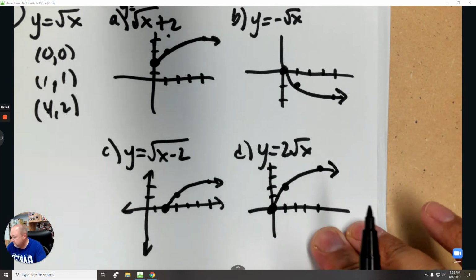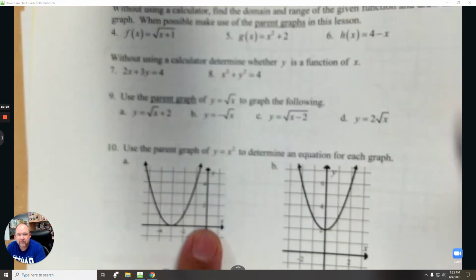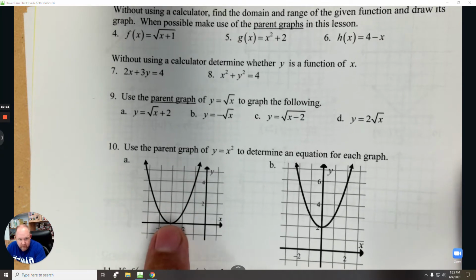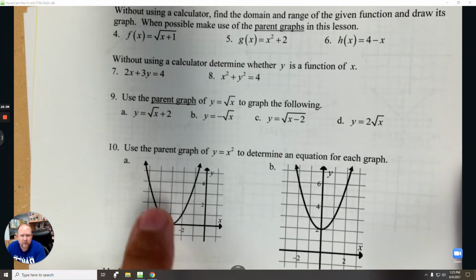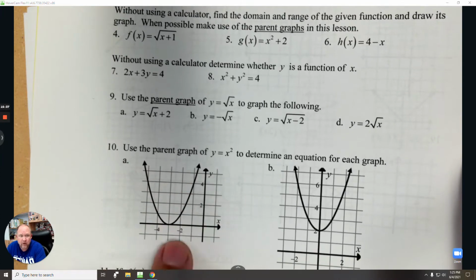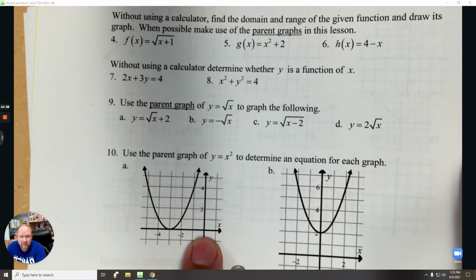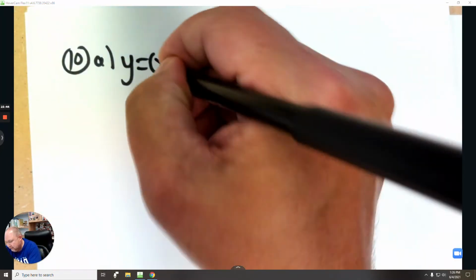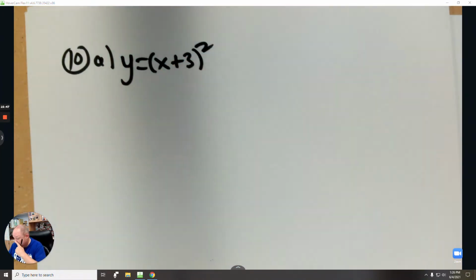In number 10, use the parent graph to determine an equation for each graph. So for 10a, if I think of the parent graph, the vertex at 0, 0, so it's been shifted to the left 3. And when I look, it hasn't been shifted up at all because 0, it stayed there. And is there any stretches, or does it look skinnier or wider? And the answer is no. So everything else, the only change is to the left 3. So what would that equation look like? So it would be x plus 3 squared because it's been shifted to the left 3.